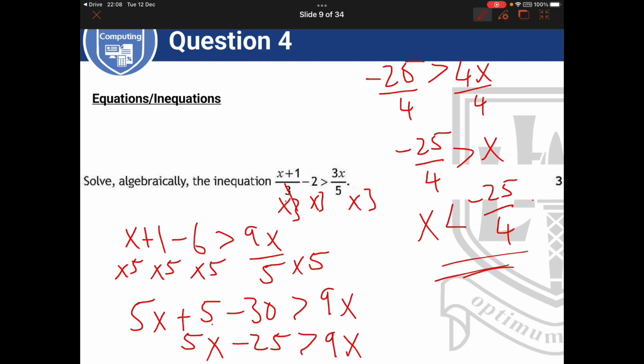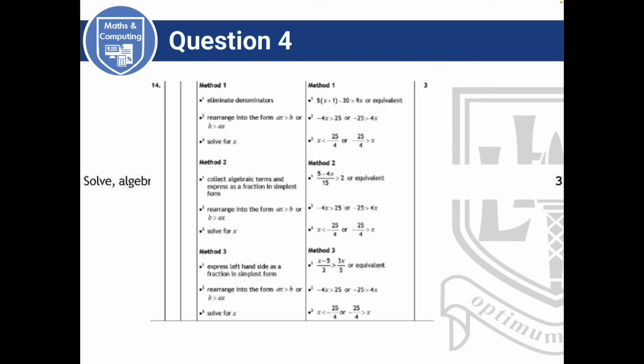And that's me. So 3 marks there. Let's have a look at the marking scheme and see where those marks were allocated. That's a bit fuzzy, that one, sorry. So 1 mark for eliminating the denominator, so that was me, I did that in 2 steps. You could do that in 1. Another mark for rearranging, so beginning to gather up your like terms, and then your final mark for dividing through to get just x on its own, and we've got negative 25 over 4.